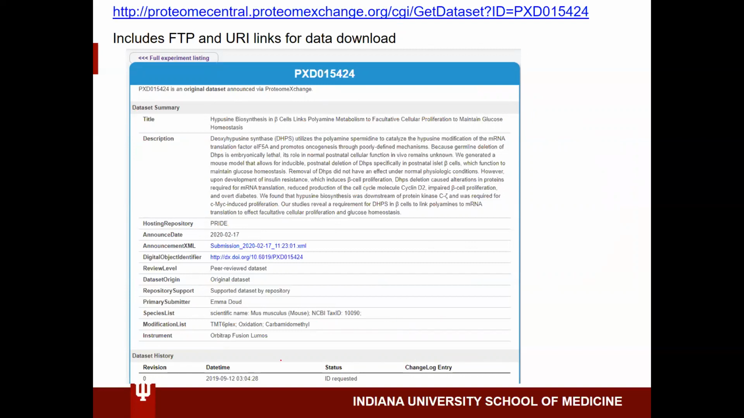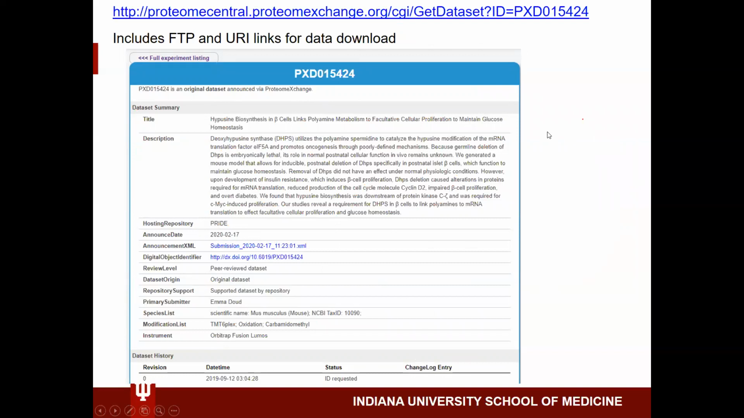And then at the bottom, there will be an FTP and URI site for data download. And that's it. And please let us know again if you have any further questions about this.